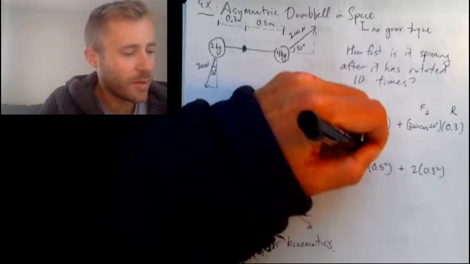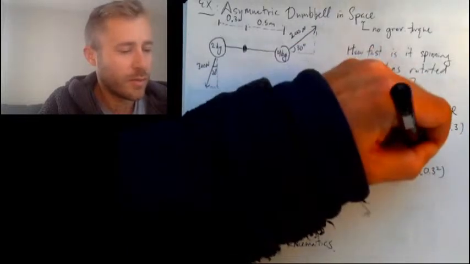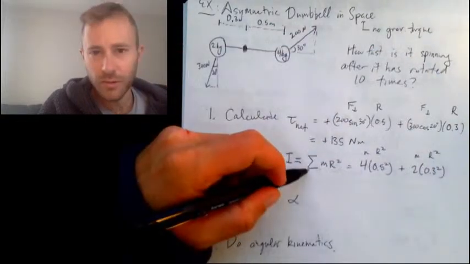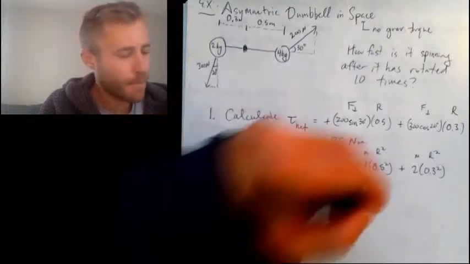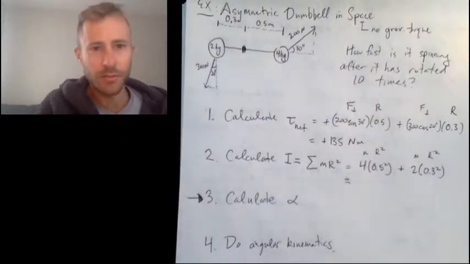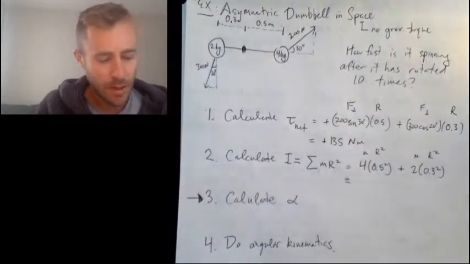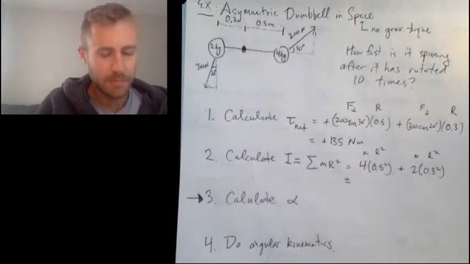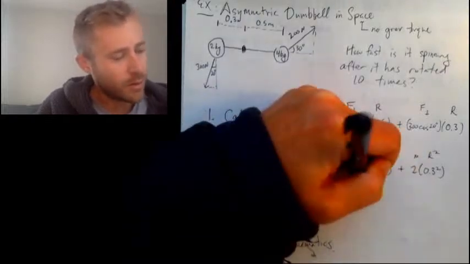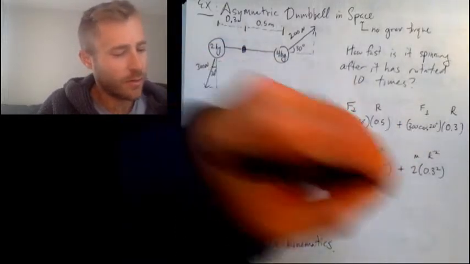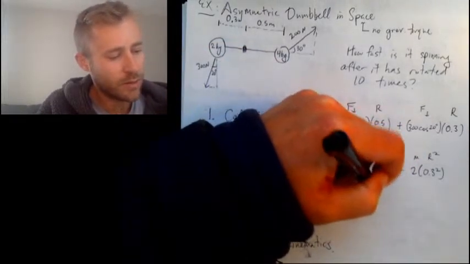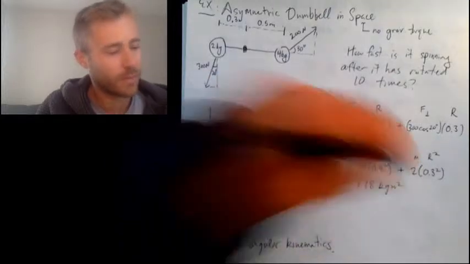So we got mr squared, because of course sigma means sum. S-U-M sum, not S-O-M-E sum. So doing that on the calculator, I get a rotational inertia of 1.18 kilogram meters squared.